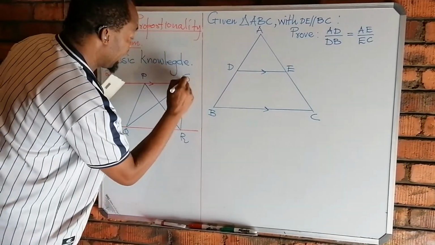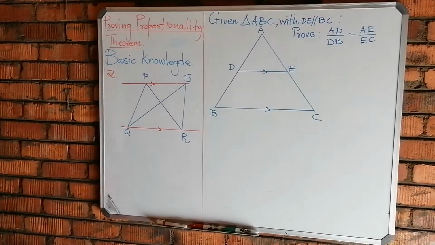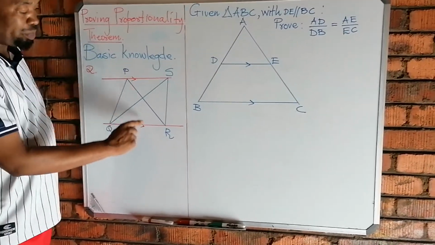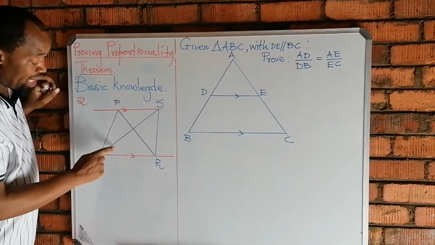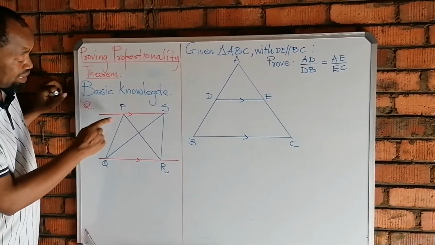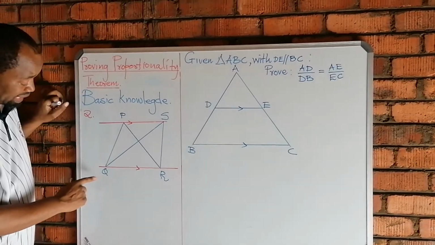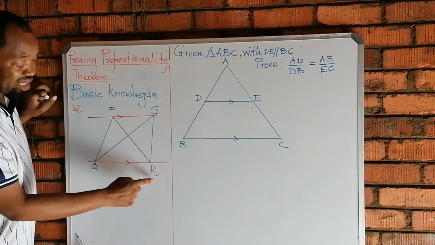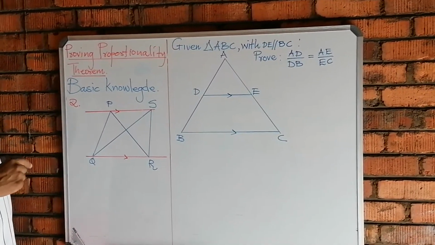I draw triangle SQR. Now, because they are between parallel lines, the two triangles will have the same height. Triangle PQR will have the same height as triangle QSR. The reason is they are between parallel lines.